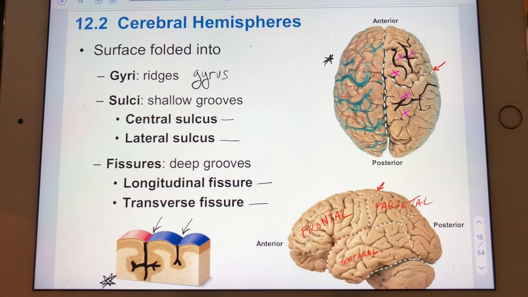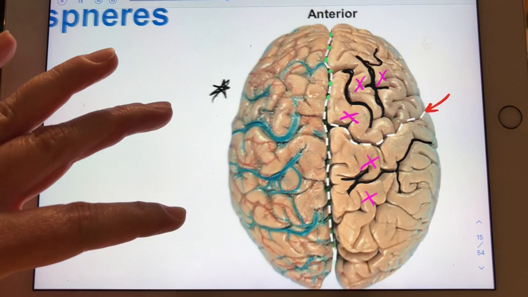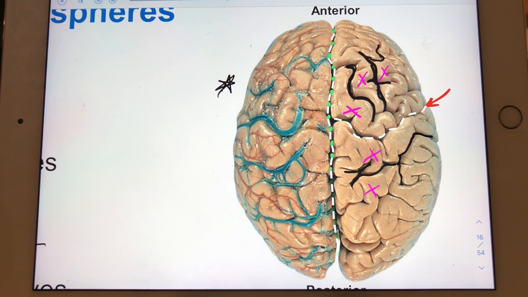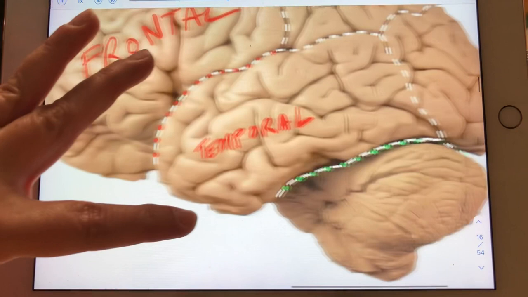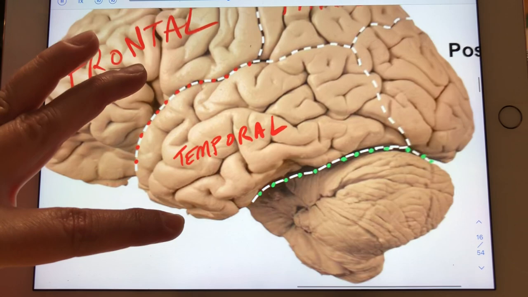Hopefully you see that I'm applying green just to help accentuate that dashed white line. Well, that's a really deep groove, the one I just traced with those green dots. That's the longitudinal fissure. And now I'm going to trace this one. That's the transverse fissure.